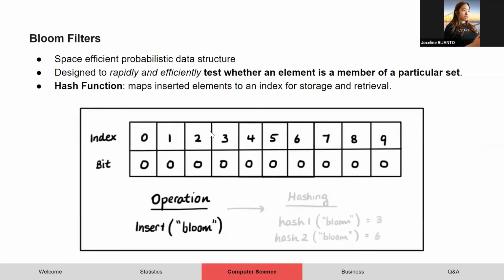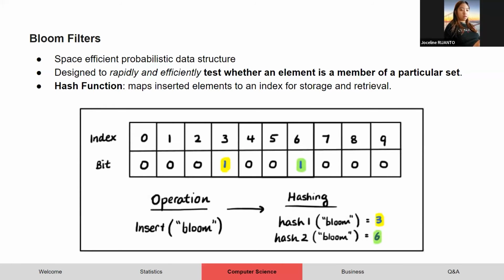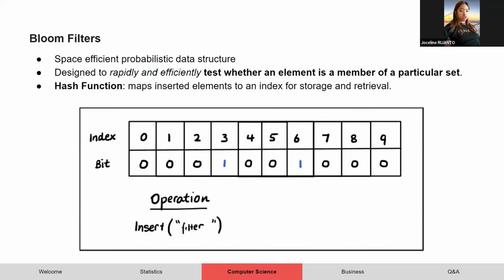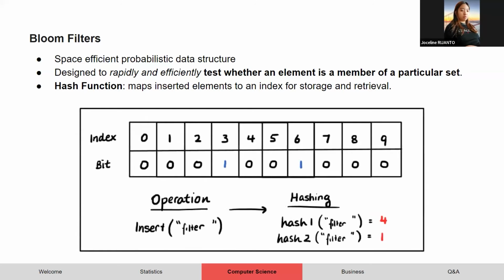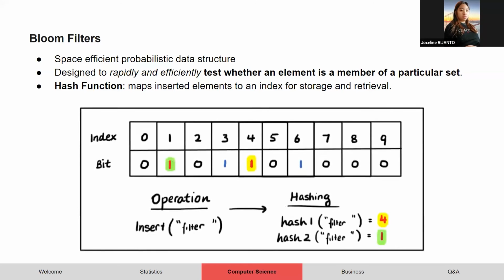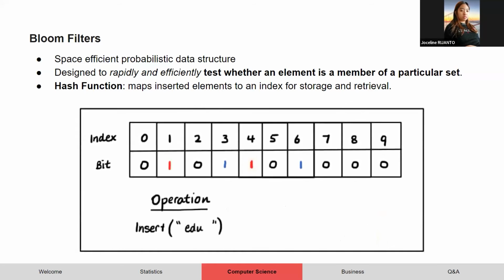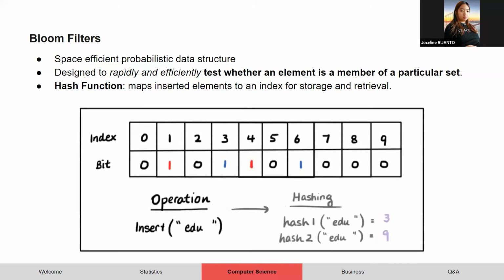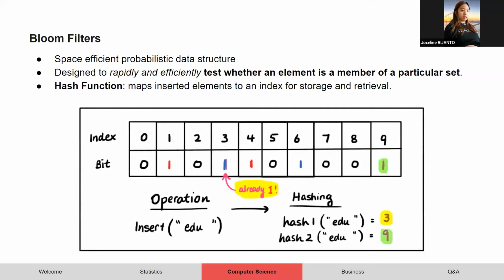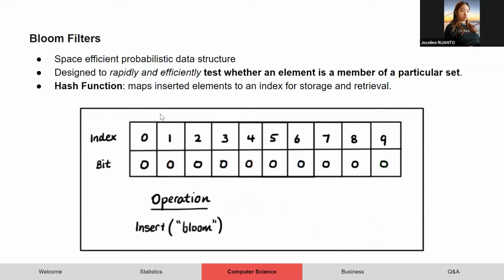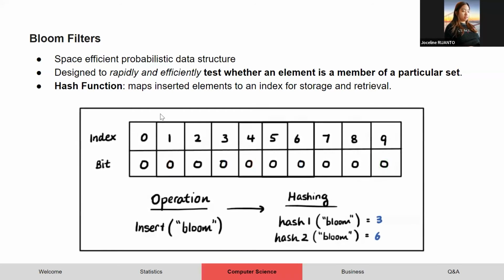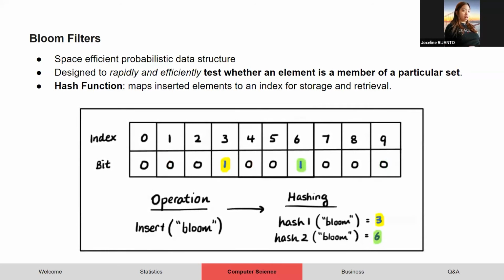All right, next we will be talking about Bloom filters. A Bloom filter is a space-efficient data structure used to check the membership of an element in a set. It's designed to quickly tell you whether an item is probably in the set or definitely not in the set. We can use a hash function to insert elements to an index for storage and retrieval.